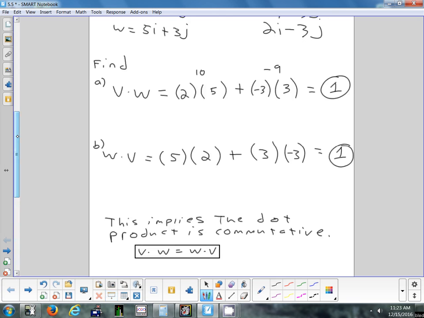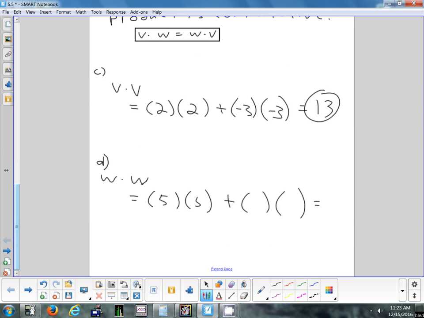Okay, Jared, what would be my calculation for W dot W? 5 times 5. Yeah. Perfect. 5 times 5 plus 3 times 3. Okay, and if I do that out, I get 25 plus 9, which is 34. Now, you can look at either V dot V or W dot W, but I'm going to look at W dot W. Does anybody recognize what this 34 almost is? It's something we talked about yesterday, but it's missing one thing.